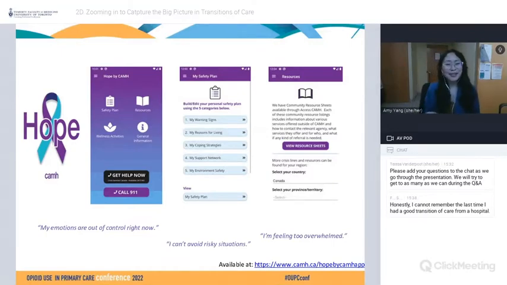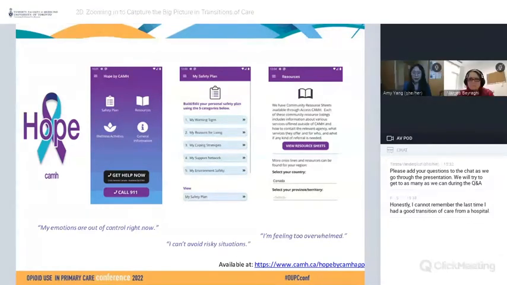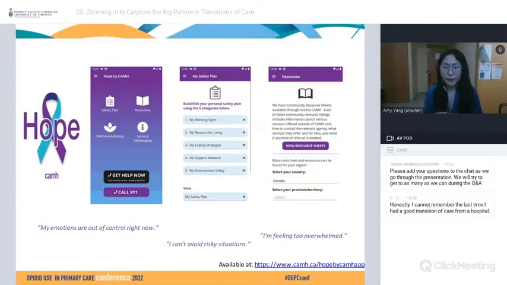suicide prevention initiative. What I really like about it is that it has a list of coping strategies under my safety plan. And these are categorized by how a person may be feeling at the time. So for instance, the categories may read, my emotions are out of control right now, or I'm feeling too overwhelmed. With this list of coping strategies, people can select the ones that they think would be most useful to them. That would be saved under a safety plan and they can update it as they go. And engaging in this can provide an opportunity for our clients, or any individuals for that matter, to develop and apply coping strategies, especially as it applies to relapse prevention and management.